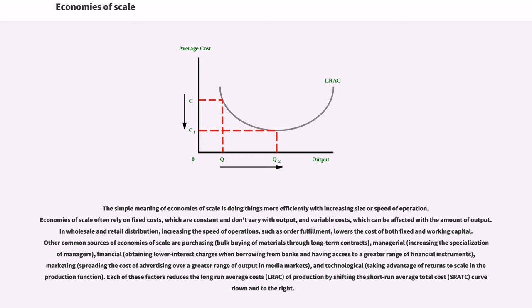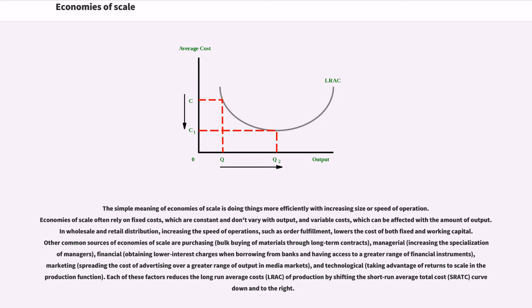Economies of scale often rely on fixed costs, which are constant and don't vary with output, and variable costs, which can be affected by the amount of output. In wholesale and retail distribution, increasing the speed of operations, such as order fulfillment, lowers the cost of both fixed and working capital. Other common sources of economies of scale are purchasing, bulk buying of materials through long-term contracts; managerial, increasing the specialization of managers; financial, obtaining lower interest charges when borrowing from banks and having access to a greater range of financial instruments; marketing, spreading the cost of advertising over a greater range of output in media markets; and technological, taking advantage of returns to scale in the production function.